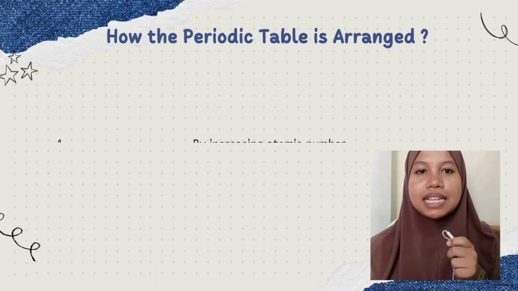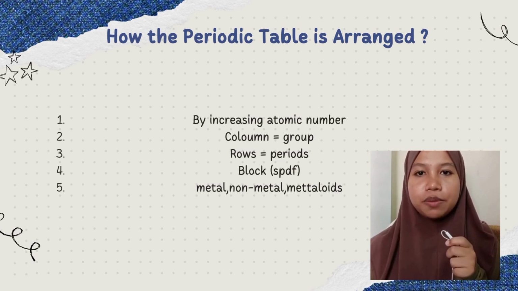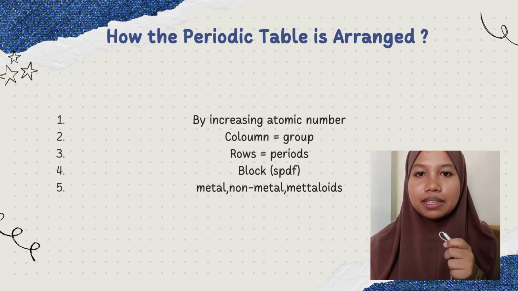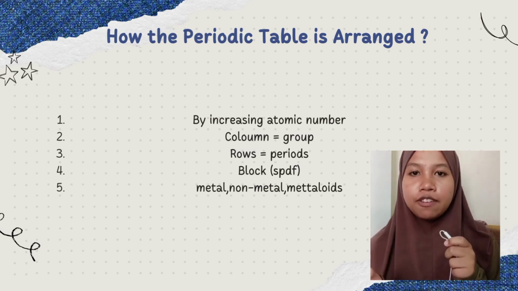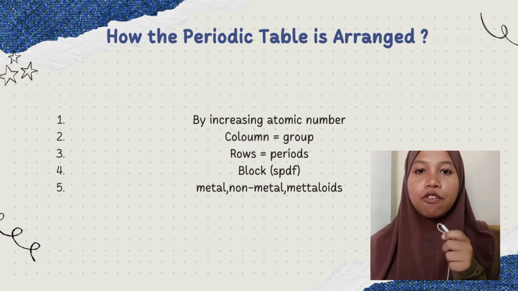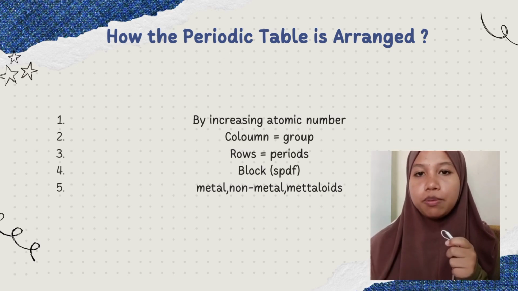The periodic table is arranged in a very systematic way, so elements with similar properties line up together. Number 1, by increasing atomic numbers. Elements are ordered from left to right by atomic number, which is the number of protons. For example, hydrogen has 1 proton, while helium has 2 protons.